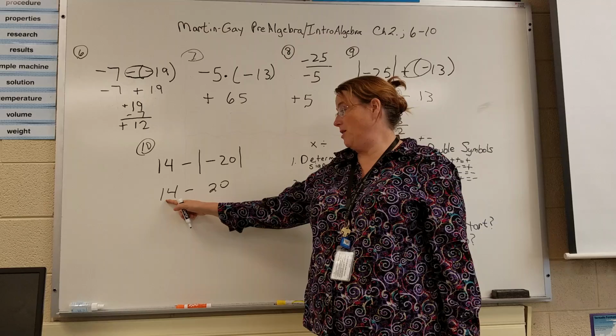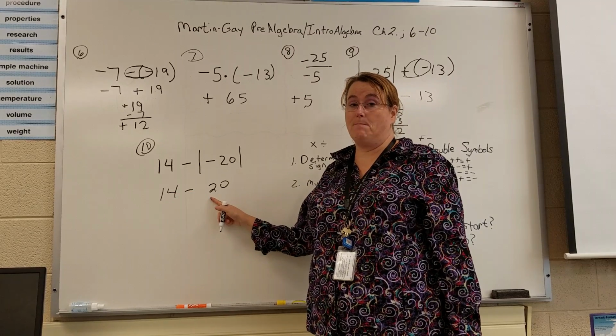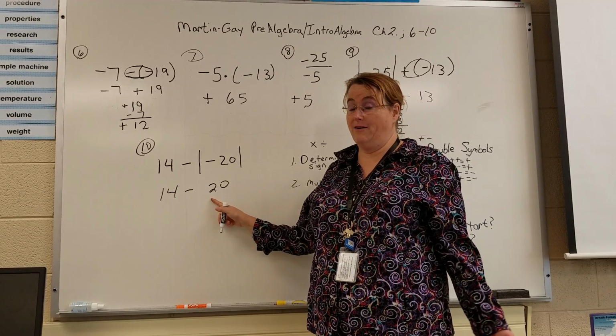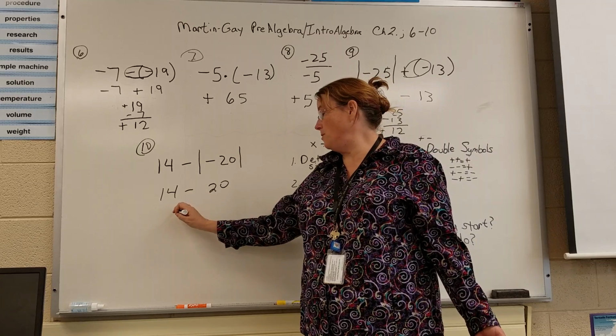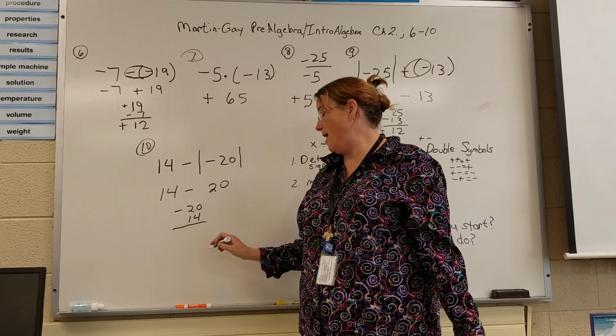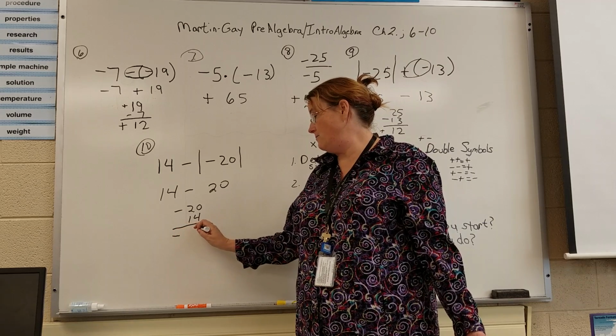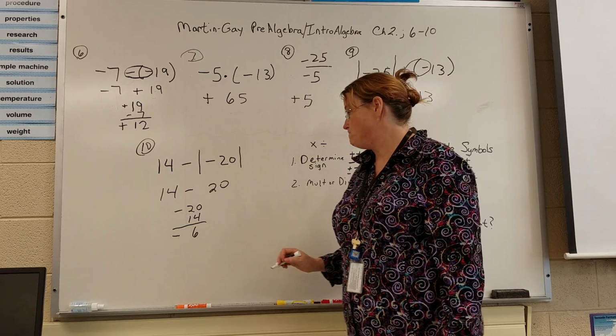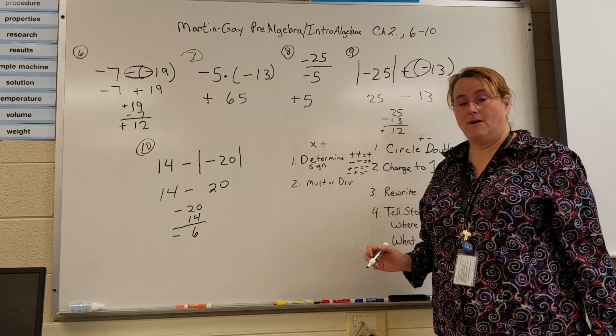So I have 14 plus signs. I have 20 minus signs. What do you have more of? I have more minus signs. So I'm going to put minus 20 on top, 14 on bottom, so I can actually do the subtraction. But my answer is negative, and I have a minus 6. And that's all for 1 to 10.